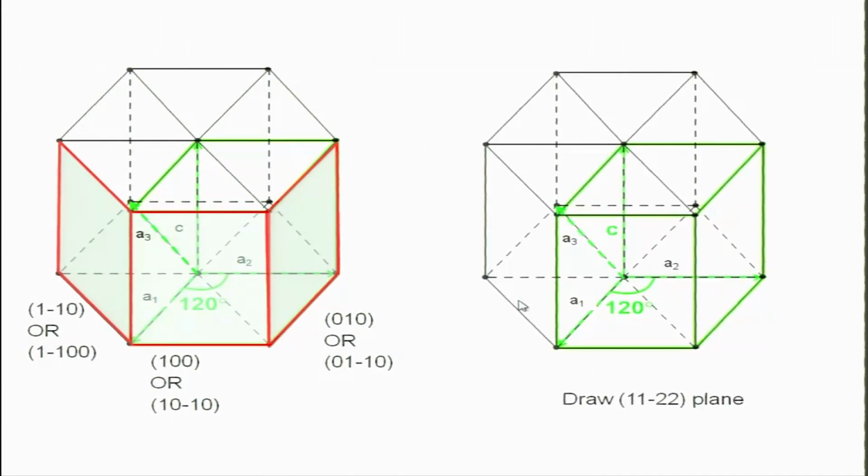Similarly, now if you want to draw, for example, this 1 1 bar 2 2 plane, okay, let us say I choose the indices 1 1 bar 2 2. So this is the 1 1 bar 2 2 plane. So how do you draw this plane?